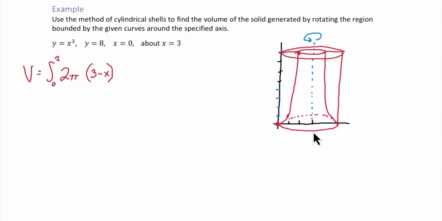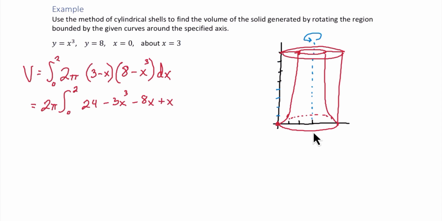And then the height is coming from our equations. We have 8 minus x cubed and dx. Simplifying this, I'm going to pull the 2 pi out and distribute. We have 24 minus 3x cubed minus 8x plus x to the 4th.